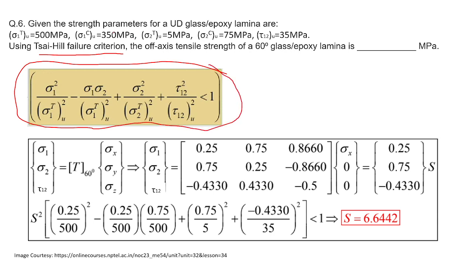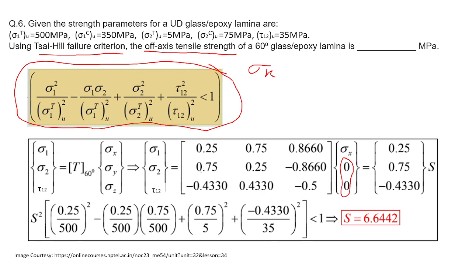Again, these are principal axis, and as we know it is 60 degree. That's why we have to use the stress transformation matrix between the principal axis as well as the global axis. Now the question asks to find the off-axis tensile strength. That means we need to find sigma x considering the other values as 0. So here you can see we took sigma y as 0 and tau xy as 0.